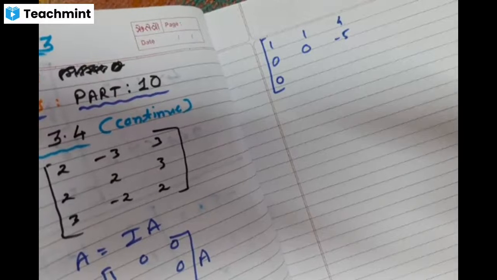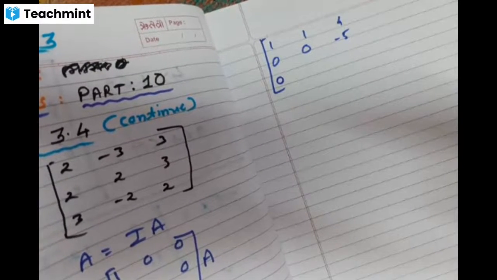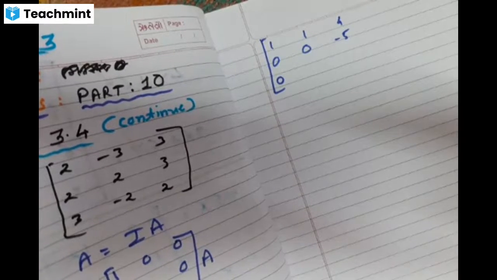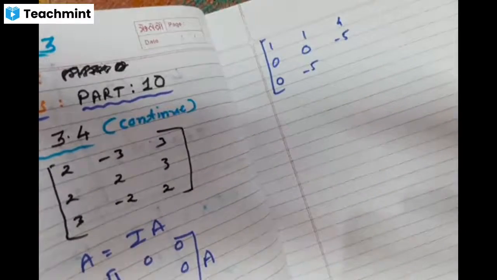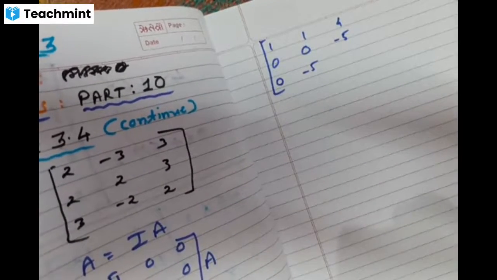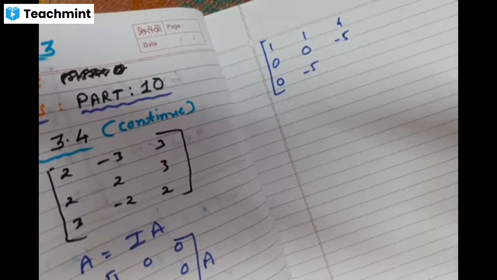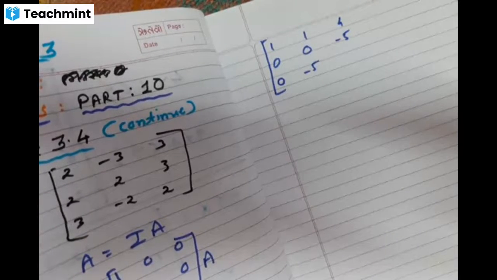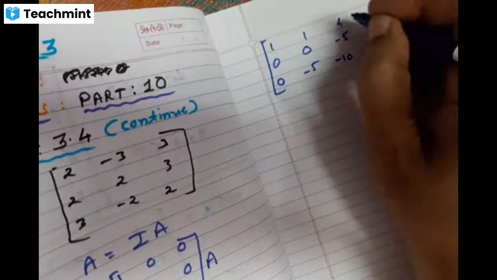So here minus 2 is already there in the third row. That multiplied with minus 3. So minus 2 minus 3 will be minus 5. And this is 2. And 4 will be multiplied with 3. 4 3s are 12. And 2 minus 12 will be minus 10.